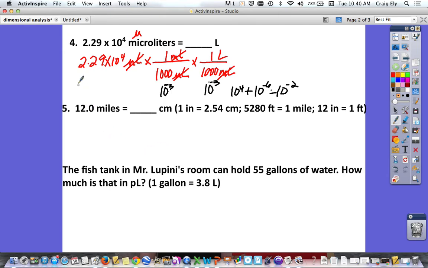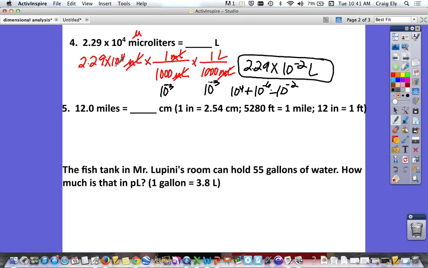Now, I could go through and move my decimals around and do all that, but all I have to do is look at this. If I started out with 10 to the fourth and I ended with 10 to the negative 6th, that's going to give me 10 to the negative 2, so all I have to do is keep the same number, 2.29, times 10 to the negative 2. That's going to be my answer, and our unit of measurement is liters. So there we have our answer.